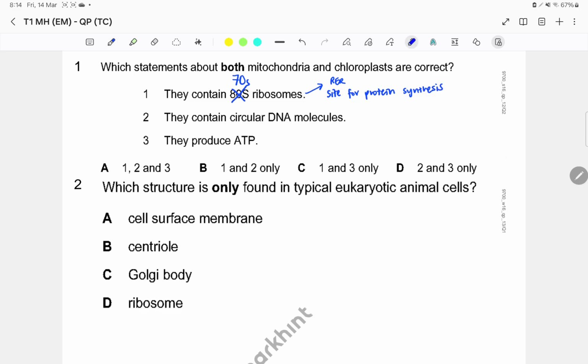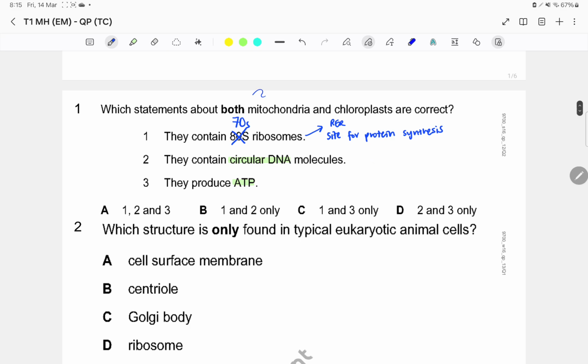The next point is that they contain a circular DNA molecule. That is indeed correct, so we're going to highlight that one. It's definitely what you need to know. And they also produce ATP. Of course, mitochondria produce ATP in the process known as aerobic respiration. You are going to learn this in more detail when you go into A2 level, whereas the chloroplast produces ATP via photosynthesis. Again, you will learn this in more detail when you enter A2 level next year. So the correct answer here would be D.